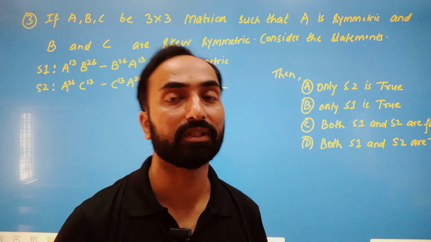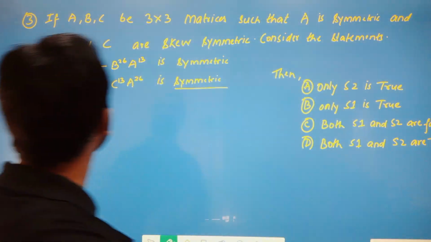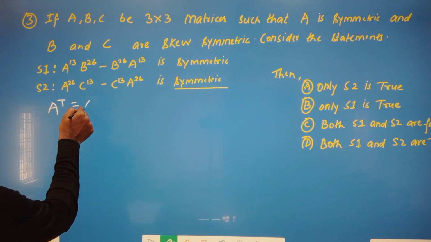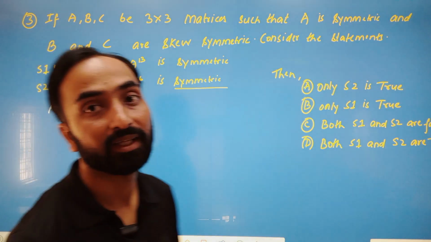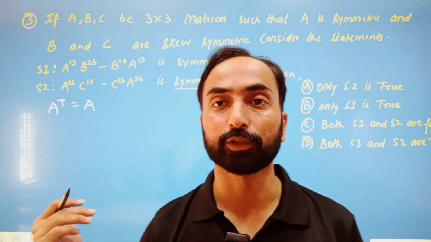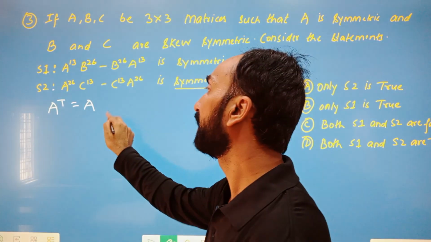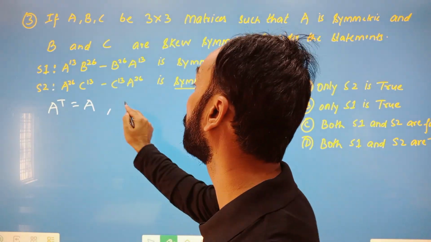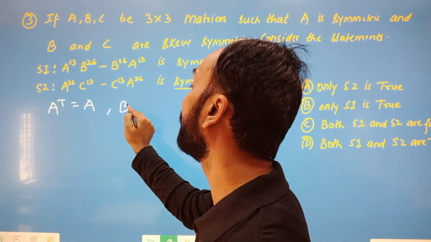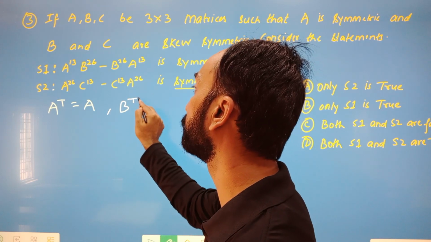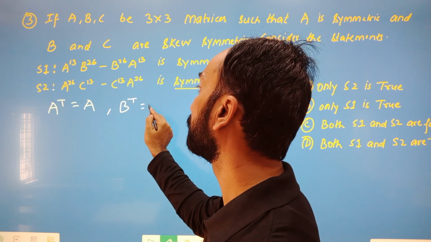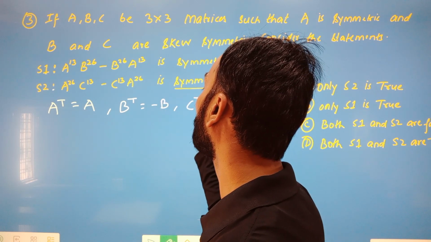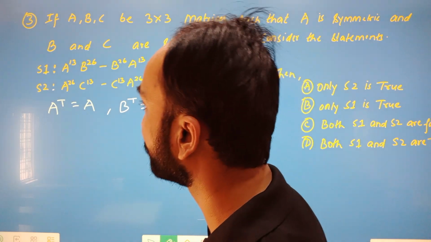So first, understand the question. It is given that A is a symmetric matrix. A symmetric matrix means that the transpose of the matrix is equal to the matrix itself. If we transpose the matrix A, this will be equal to A. And B and C are given as skew symmetric. So when we transpose the B matrix, we will get minus B. Also, the transpose of C we will get as minus C.